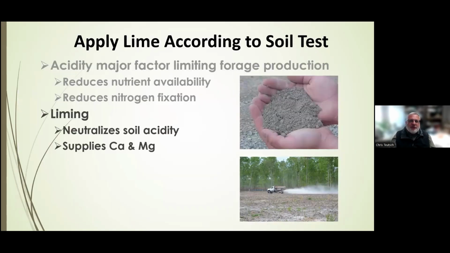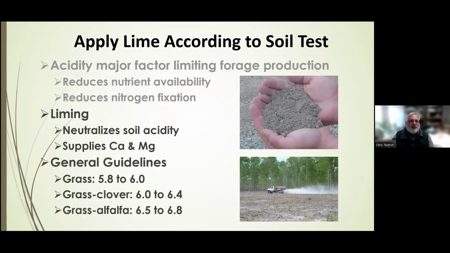So liming neutralizes soil acidity, and also supplies calcium and magnesium. These are just some general guidelines, but in general, if you're between 6 and 6.4 for mixed stands of grass and clover, you're going to be in pretty good shape. As you approach 6, then you should start to think about applying a little bit of lime to that pasture.